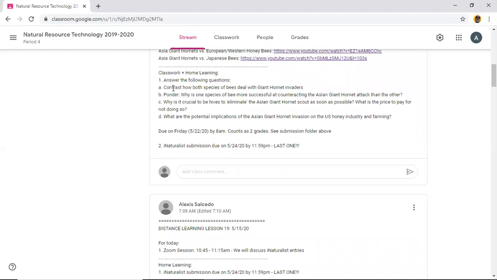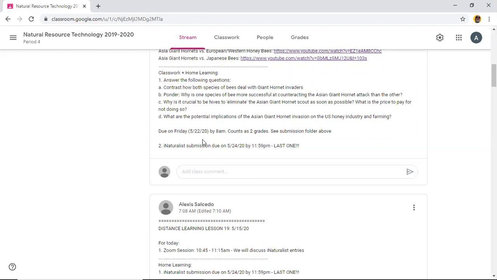Question number one: contrast how both species of bees deal with giant hornet invaders. Just by watching the video, you'll know what I'm talking about. Ponder something: why is one of the species of bee more successful at counteracting the Asian giant hornet attack than the other? Why is it crucial for beehives to eliminate the Asian hornet scout as soon as possible? And what is the price to pay for not doing so? And the last question: what are the potential implications of the Asian hornet invasion for the US honey industry and farming? So that's kind of a project for yourself, with your question and the answer.